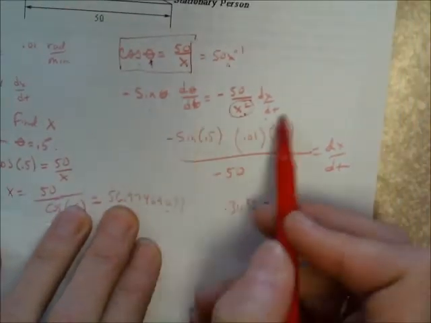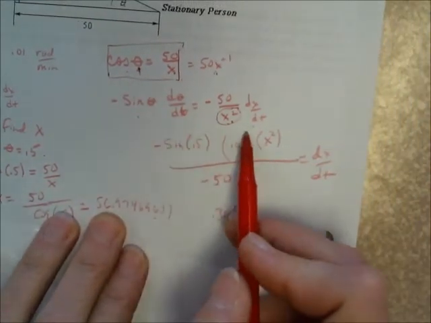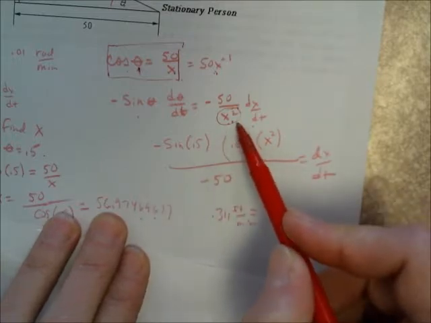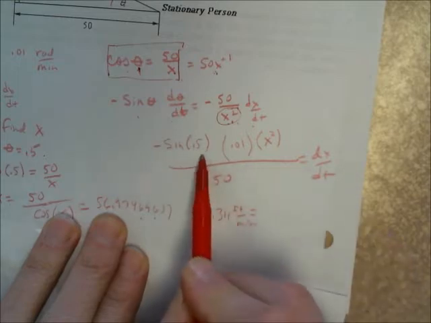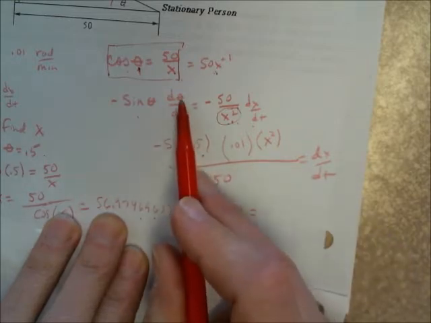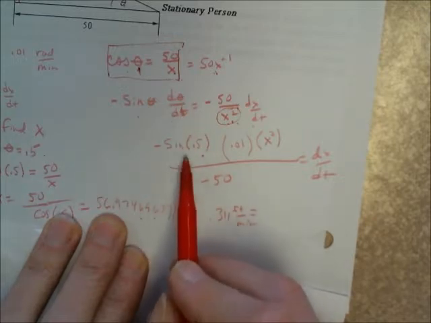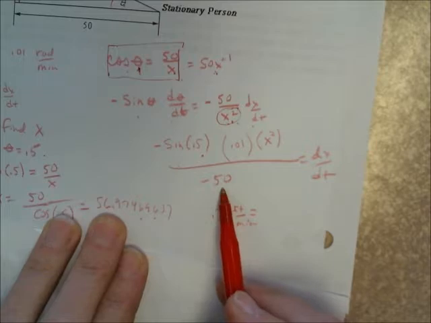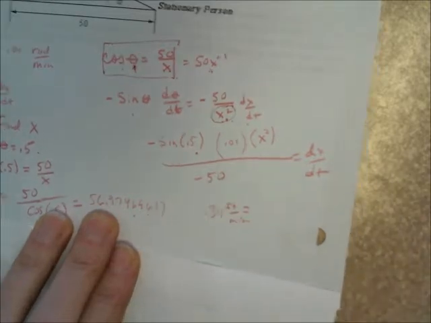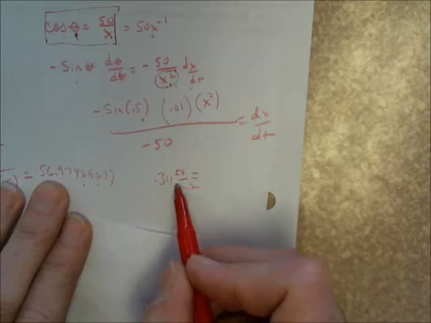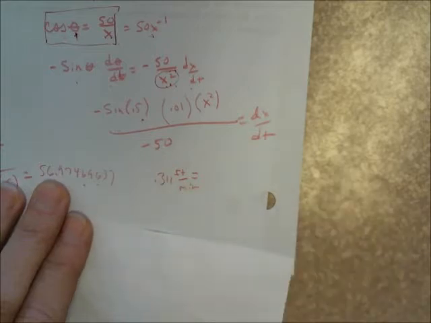So now when you get back to this part of the equation where you took the derivative, you just plug in that value for x. You plug in 0.5 for theta, and d theta/dt turns out to be 0.01. Make sure your calculator's in radians mode, or else you're not going to get any of these numbers right. So just check the mode on your calculator. And in the end, dx/dt turns out to be 0.311 feet per minute.